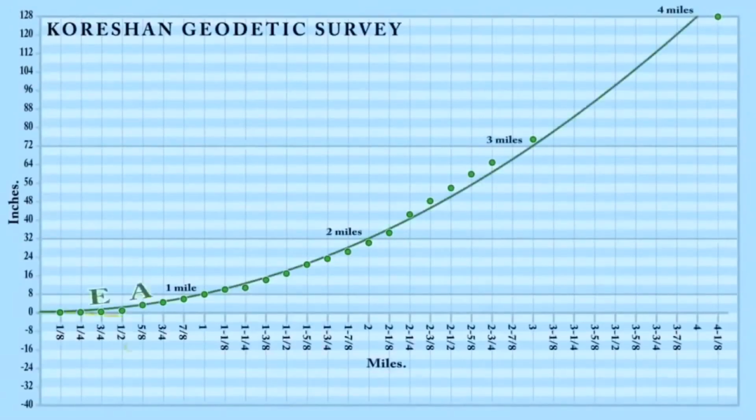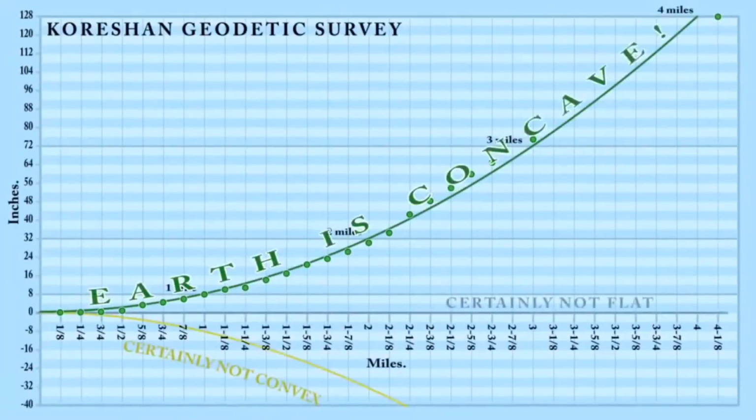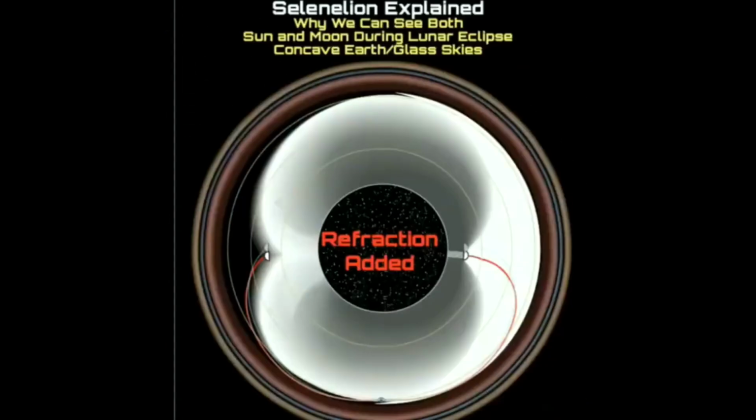You see how accurately it matches the calculated amount of curvature to the Earth? The selenelion is a term they use to describe the phenomenon when the sun and the moon are above the horizon during a lunar eclipse. How can that be happening? They will tell you it's because of atmospheric refraction. However, within a standard conventional heliocentric model, there is not enough atmospheric refraction to compensate for the amount of lift of the sun and the moon.